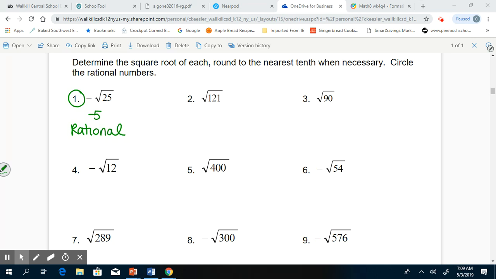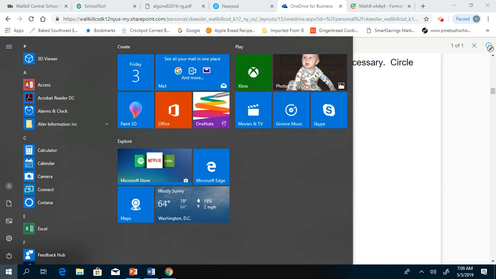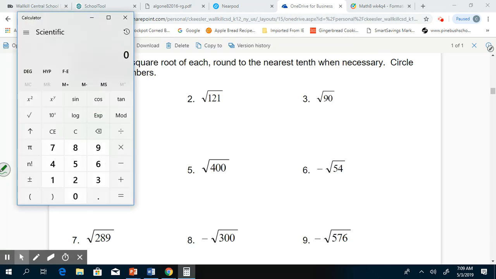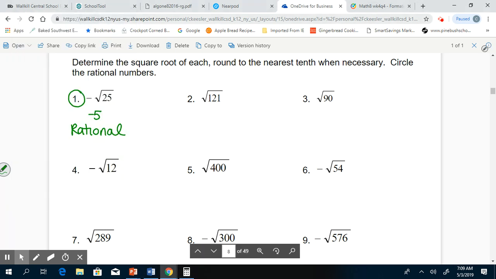The next one is the square root of 121. Now, if you're not good with your square roots, we're going to make sure we practice those a lot. It would be helpful to know them, but you might not recognize whether it is a perfect square or not. So we're going to go into our calculator, do 121 square root, and we get exactly 11, which means that this is also rational.